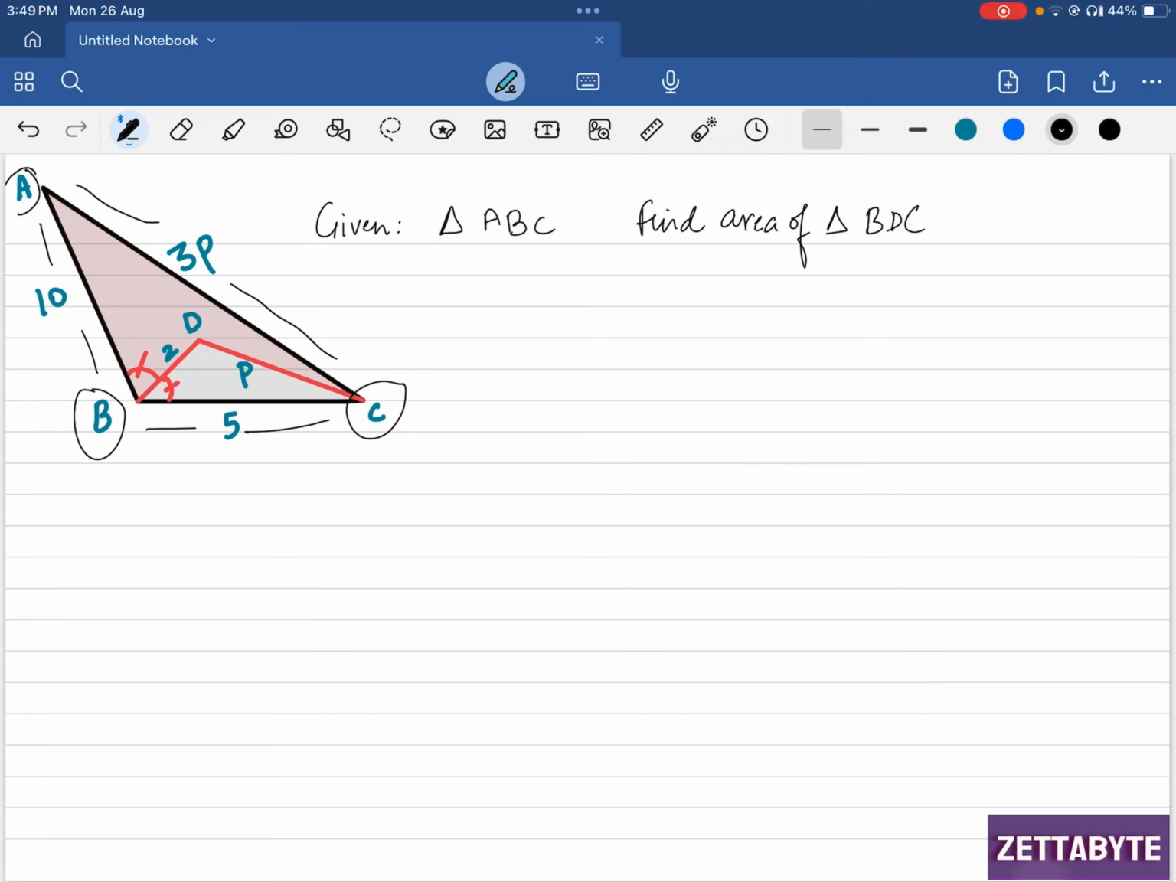Now we have been given that the angles are equal. So I'm naming these two equal angles as alpha and alpha. But again, we have not been given the value of alpha, so we can't do much about it. Now we get to the idea of finding the area of triangle BDC.